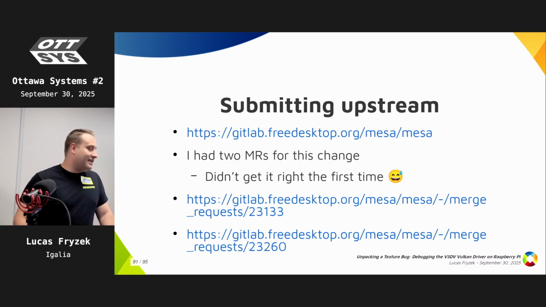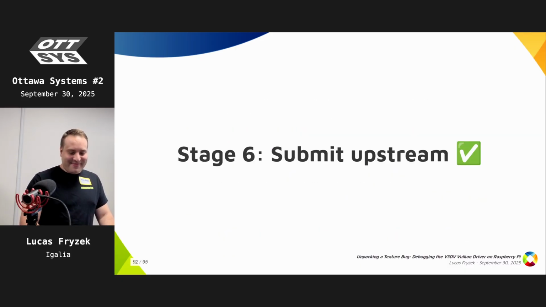I actually had to make 2 merge requests for this change. So there is some code in that function that needs the original pixel dimensions for some calculations. And so that's why it was important. I didn't get it right the first time. I found that out afterwards. So I needed two MRs to actually fix what looked like a simple bug. So we submitted upstream, and we're basically done.